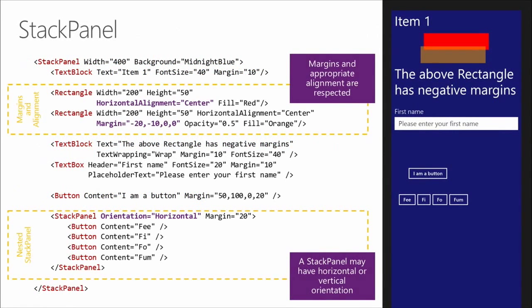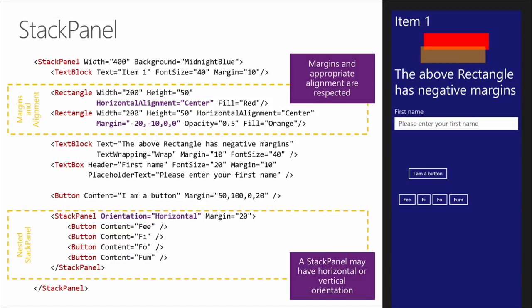So here are a few examples of a stack panel. At the top one, we've got a stack panel which has a certain width. What you're seeing on the left is the XAML, and on the right is what it looks like. You see that bit in yellow. We've got a width of 200 and a height of 50, and then we've got a horizontal alignment of center.